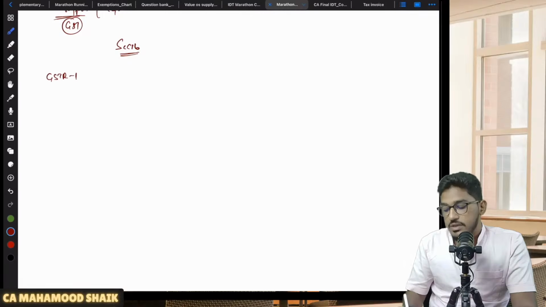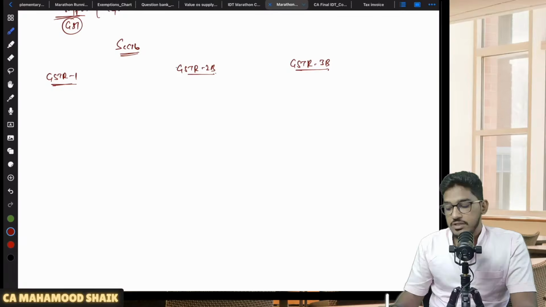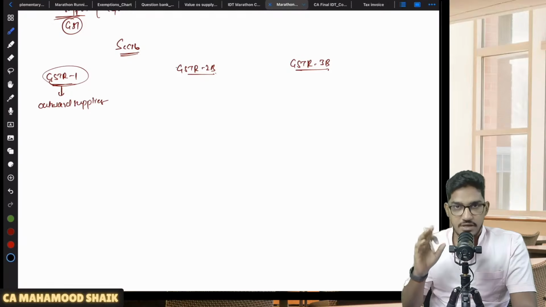If you are a registered person, mainly three statements or three returns are relevant for you: GSTR1, GSTR2B, GSTR3B. Sir, what is GSTR1? GSTR1 is a return which is filed by a registered person to declare his outward supplies. So a registered person will declare his outward supplies by way of GSTR1.